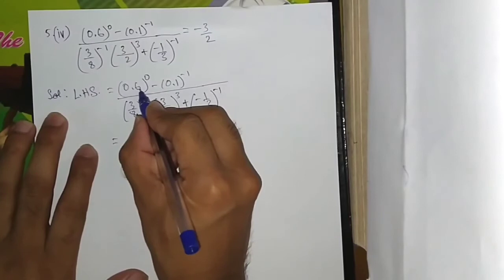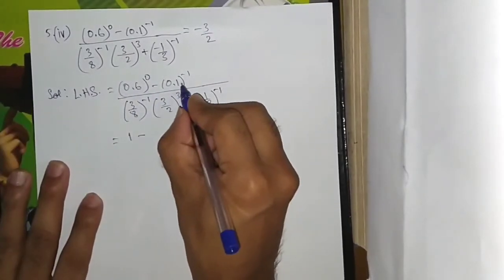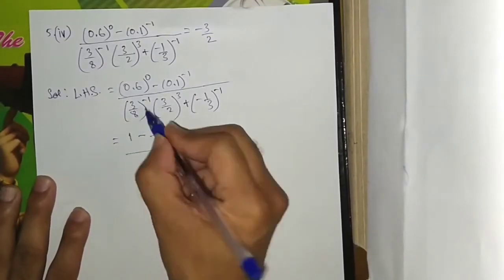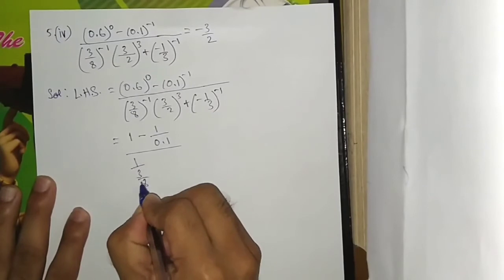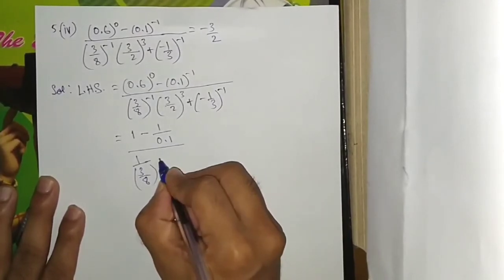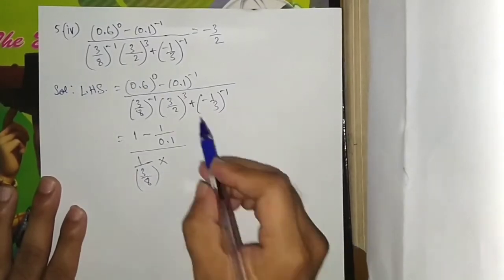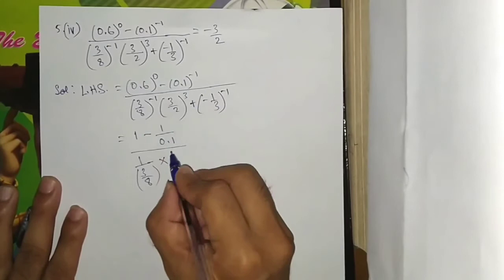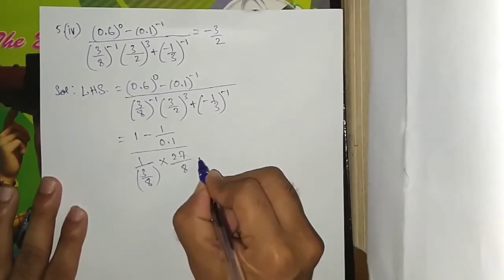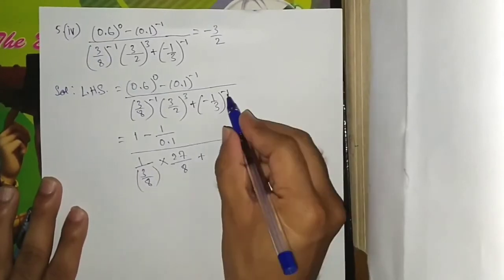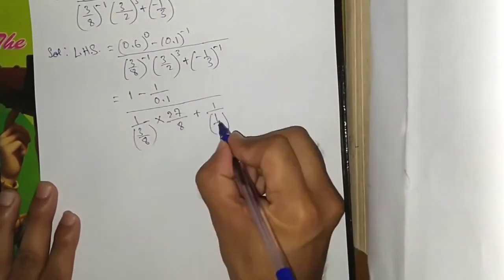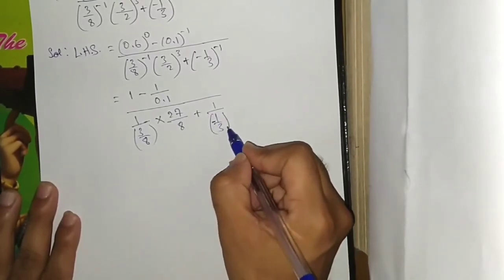This is equal to 0.6 to the power 0, which is 1, minus 0.1 to the power minus 1, which is 1 by 0.1, divided by 3 by 8 to the power negative 1, which is 1 by 3 by 8, into 3 cubed by 2 cubed. 3 cubed is 27 and 2 cubed is 8. Plus minus 1 by 3 to the power negative 1, which is 1 by minus 1 by 3.